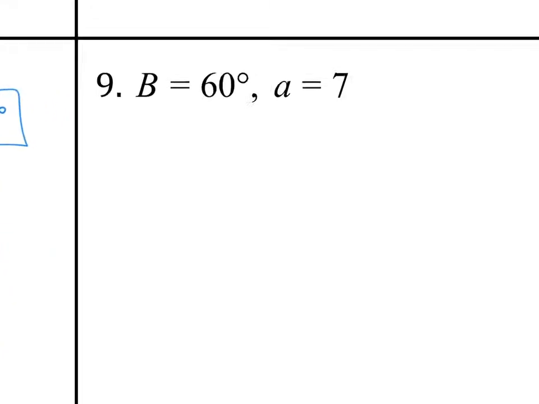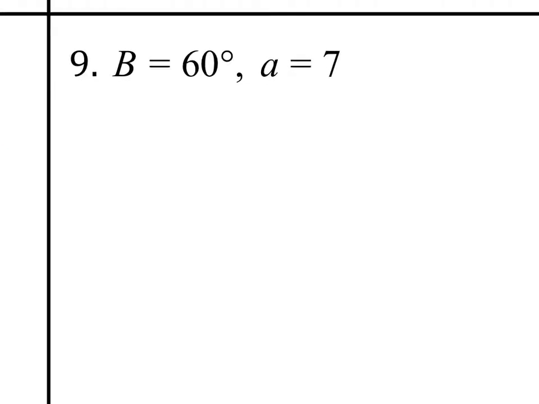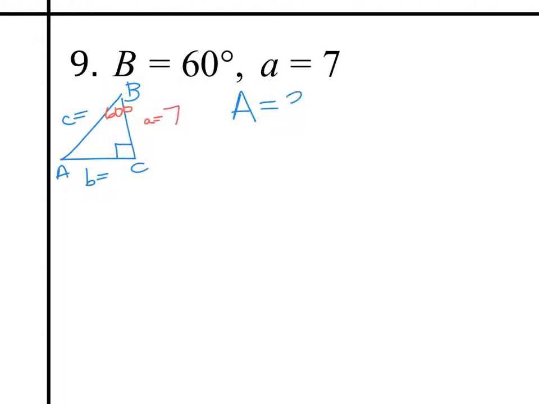Now the last one, we know that B is 60 degrees and A is 7. So if we draw our triangle, this is A, C, and B. So B is 60 degrees, and we know that A equals 7. So we need to try to find B, and we need to try to find C, and angle A. So A, if this is 60, 90, then we know that is already 30 degrees. 90 minus 60 is 30 degrees.